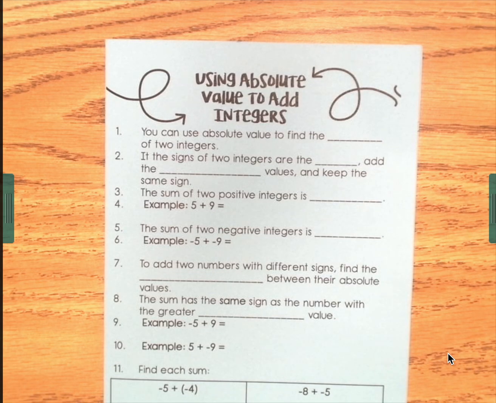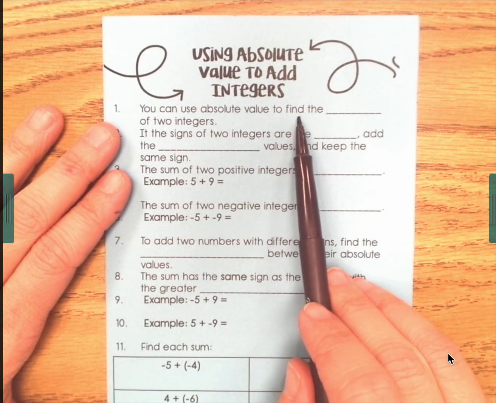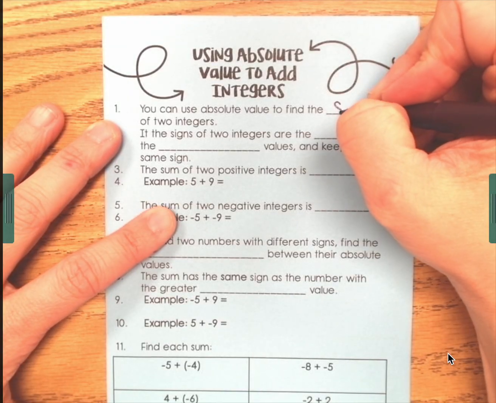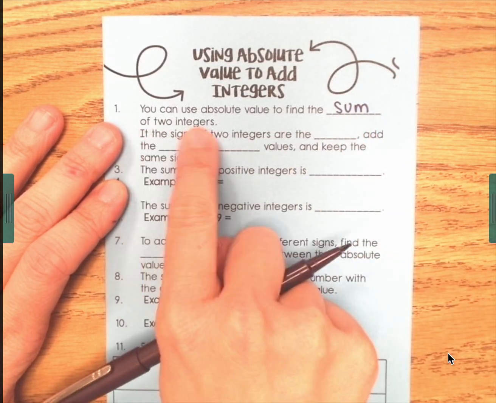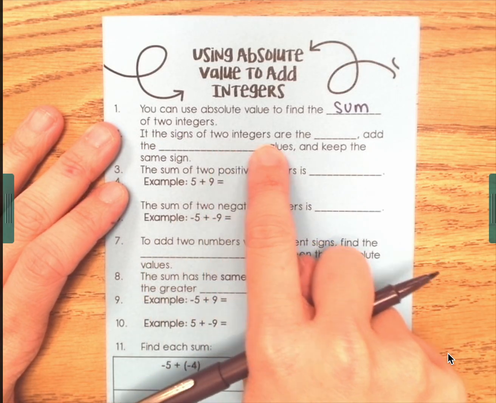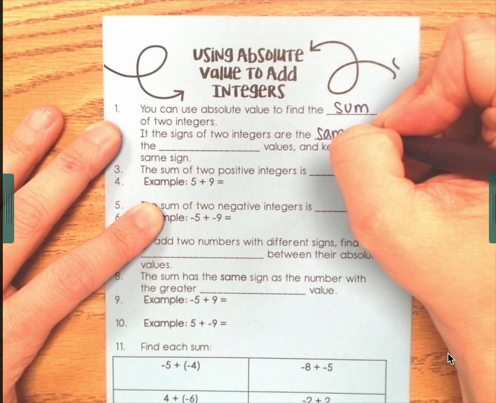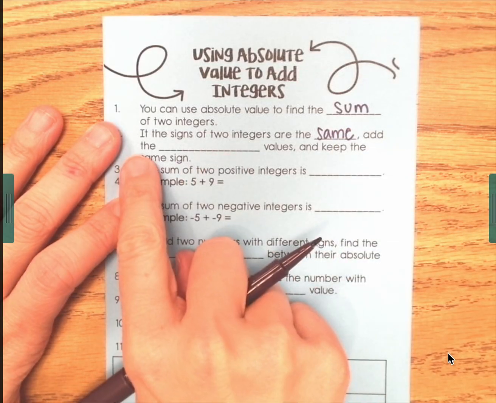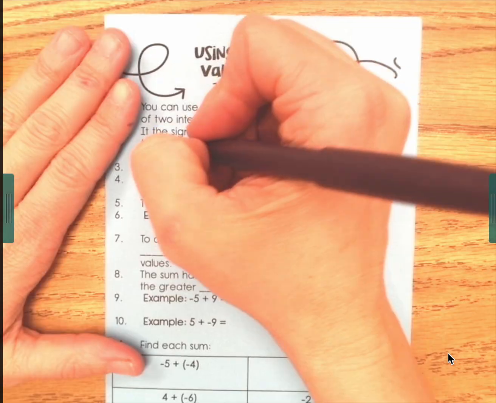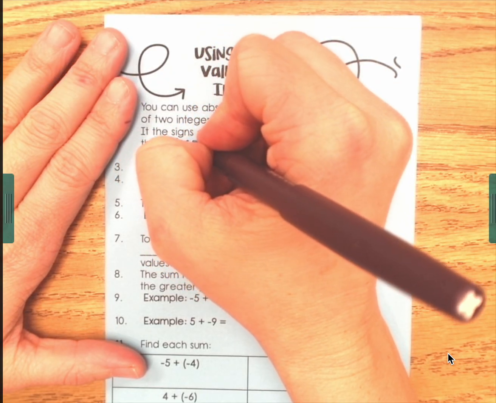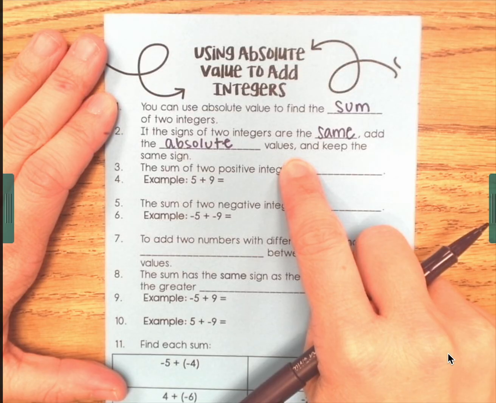About using absolute value to add integers. So you can use absolute value to find the sum, and remember, sum just means we're adding, right? So the sum of two integers. If the signs of two integers are the same, then you're going to add the absolute values and keep the same sign.